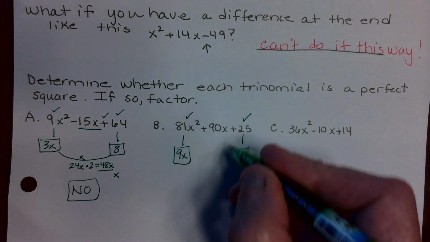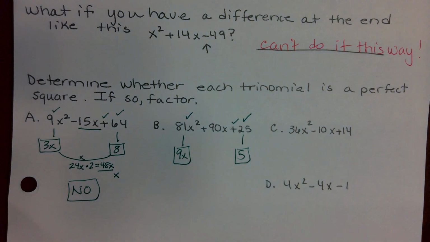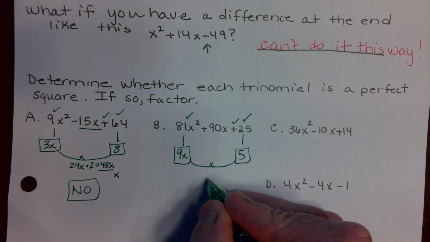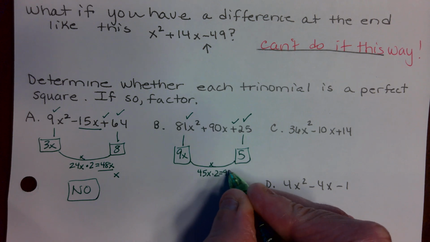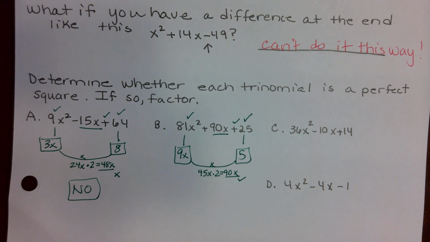Check. Last thing, addition. Yes, operation is the word I was looking for. Make your smiley and multiply. 45x times 2, 90x. And check. I got my 4 checks. Time to make the smiley.